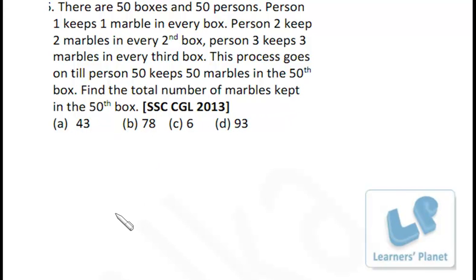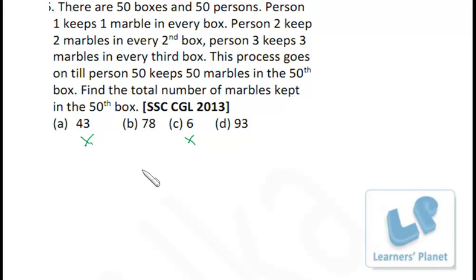If we go by the options, then 43 and 6 are already eliminated. Now see what is happening there. It is an interesting question. Say the first person is keeping 1 marble in every box. Person 2 is keeping 2 marbles in every second box. So precisely, person 2 is keeping 2 marbles in even number boxes, right? Person 3 is keeping marbles in the boxes whose number is a multiple of 3, right?